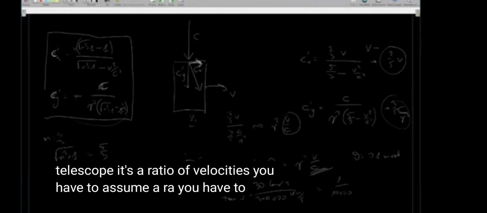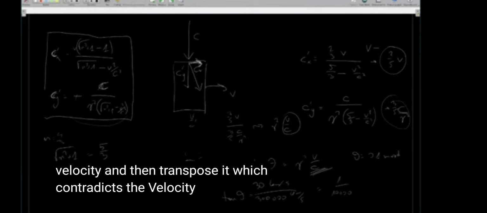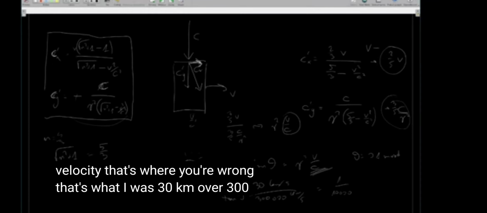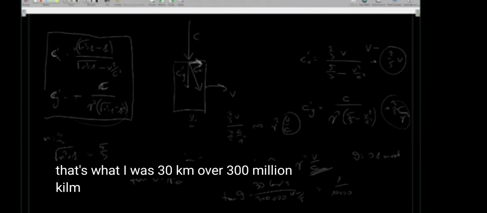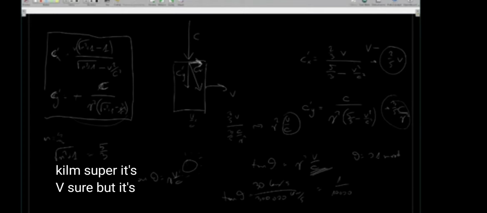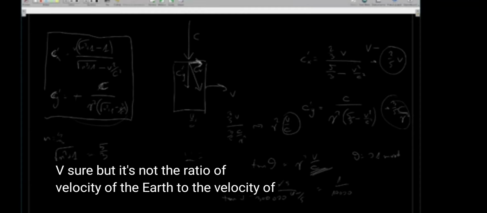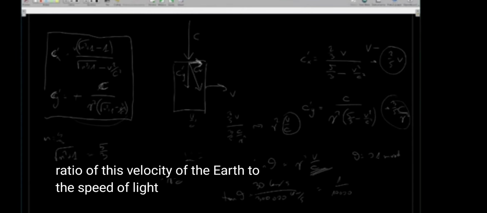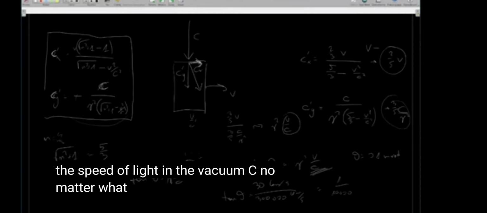It's a ratio of velocities. You have to assume a velocity and then transpose it, which contradicts the velocity in air. It does not come from the ratio of the velocities. That's where you're wrong. 30 kilometers over 300 million kilometers, that's a ratio, only superficial. It's v over c. Sure, but it's not the ratio of the velocity of the Earth to the velocity of the light in the telescope. It's the ratio of the velocity of the Earth to the speed of light in the vacuum. No matter what is in the telescope, there should be c.